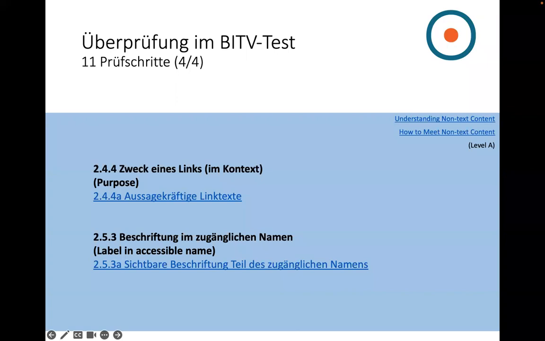If you have an image and there is something written on it, and this is meaningful, and the sighted people know that if I click it, I will come to the page which is in the text, then don't change it or don't use other wording in the accessible name, for example, in the alt attribute, but use exactly the same text that is also visible on the picture.